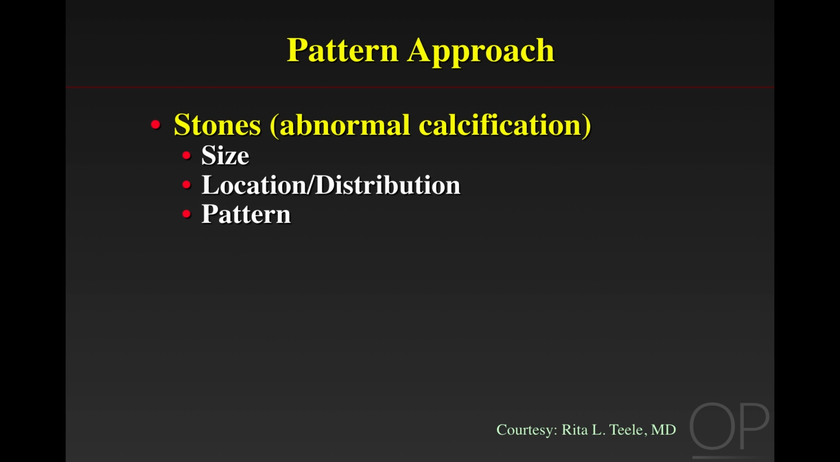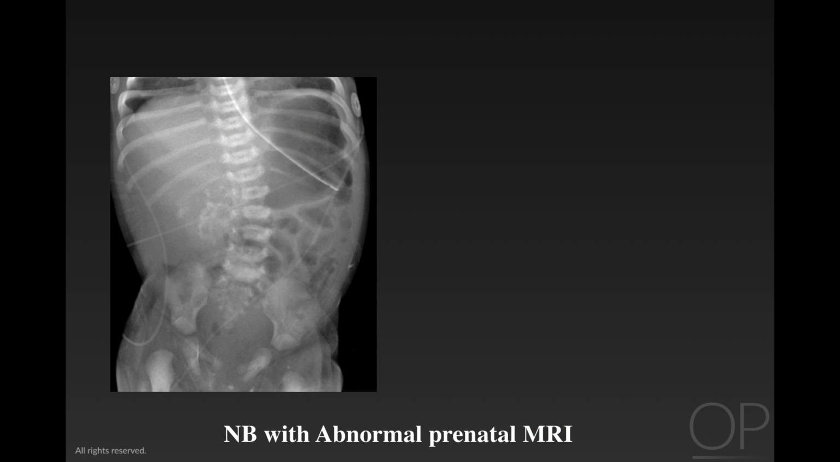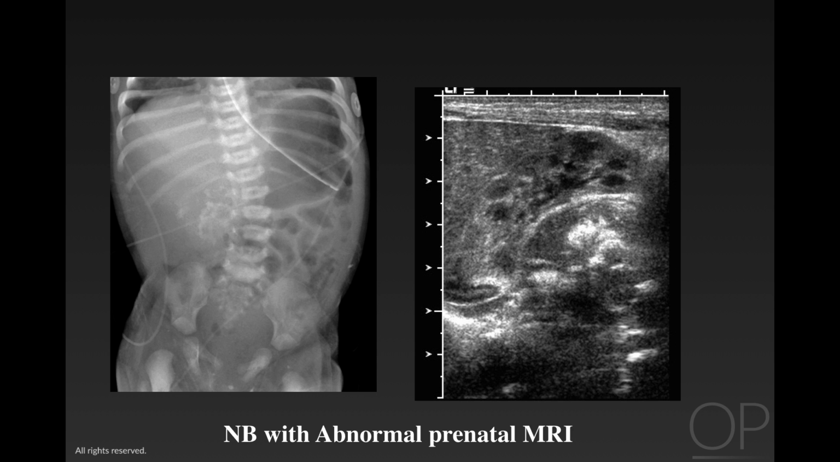Next, we will be looking at stones or any abnormal calcification. We look for size, distribution and location of the calcifications, and the pattern. Here we have a newborn with an abnormal prenatal MRI in which we see a collection of amorphous calcifications in the right flank and spinal curvature. An ultrasound shows us a calcified mass that is anteriorly displacing a normal kidney and is separate from the adrenal. This baby has an extraadrenal neuroblastoma.